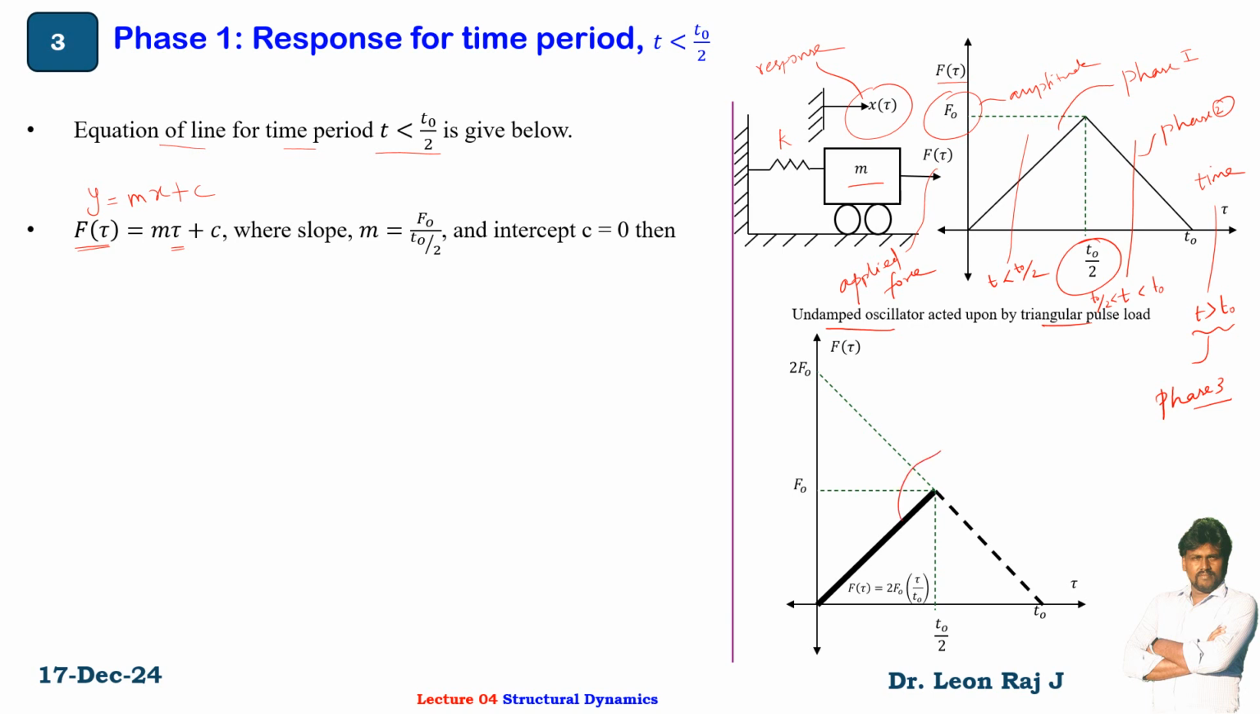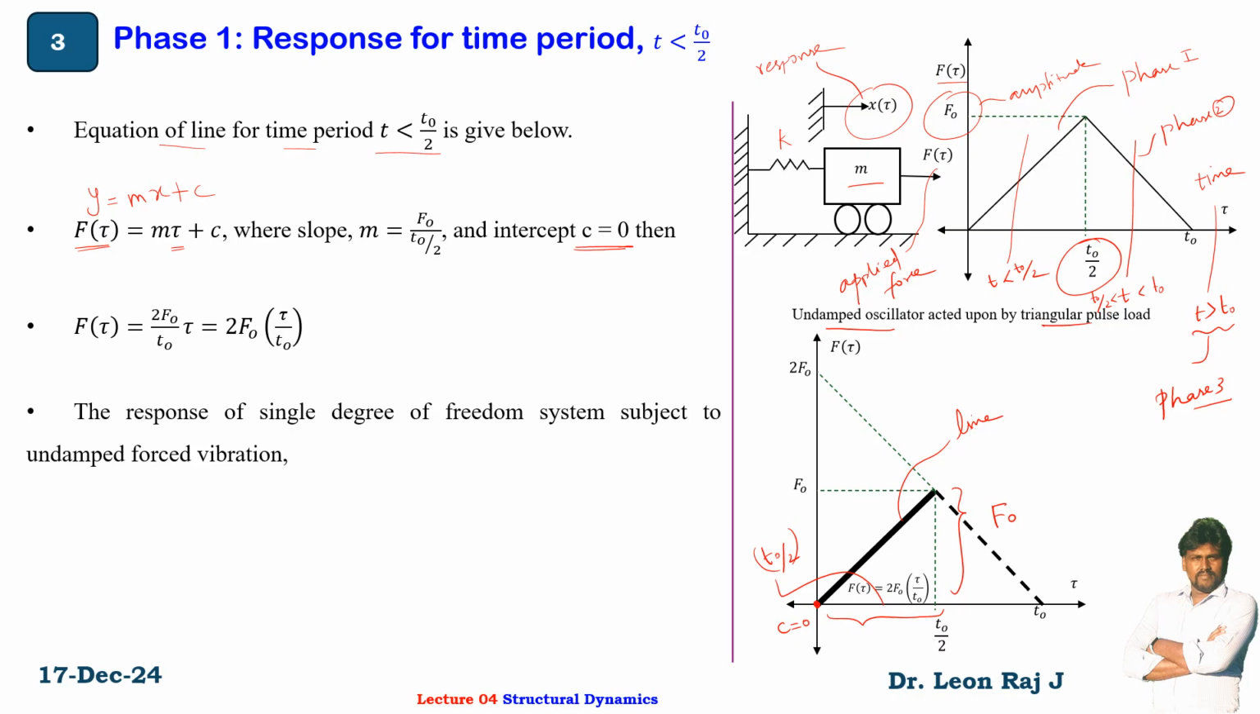So this is your line of interest. Here you can see the vertical height is f0 and the horizontal distance is t0 by 2. Your slope is opposite side by adjacent side. So the opposite side is f0 and the adjacent side is t0 by 2. The intercept is 0 because the line starts from the origin, so c equals 0. So f of tau equals 2 f0 divided by t0 into tau, that is 2 f0 tau divided by t0.